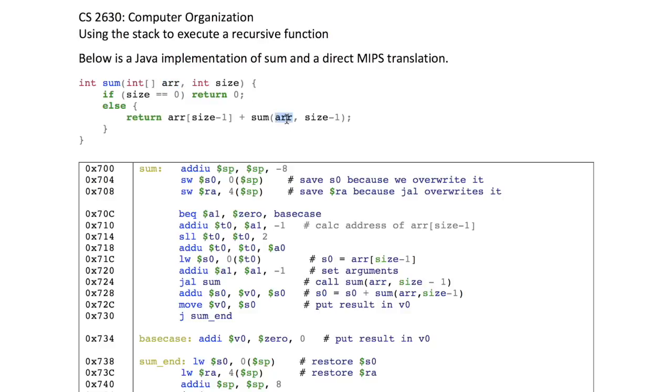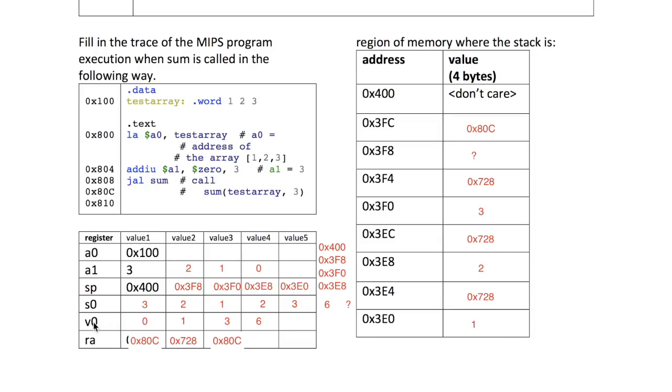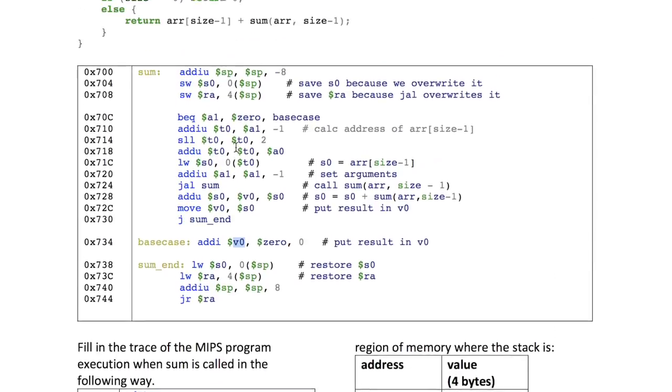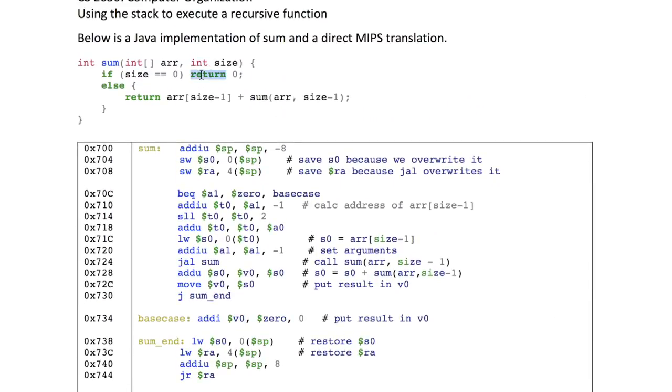Array, array. We put the return value into V0 before we return from the function. So those two places were here before we jump over to the returning part where we clean up the stack. And here, in the case of the base case, we set the return value. And those directly correspond to the two places that we return things in the original Java code.